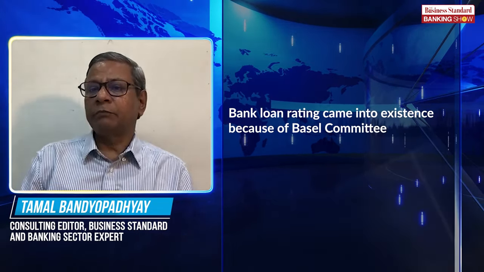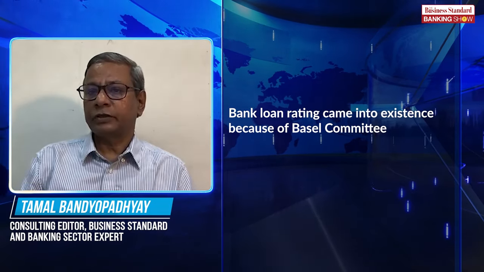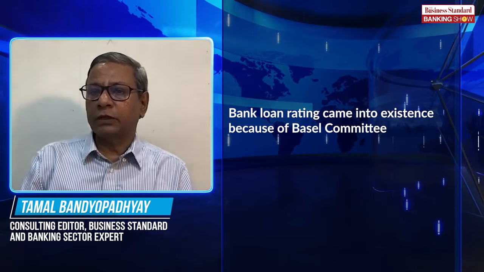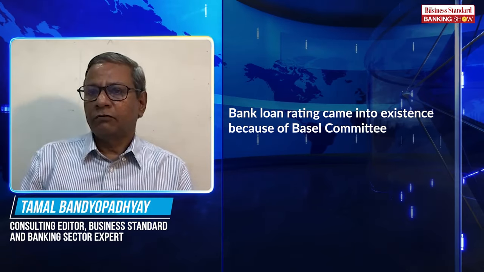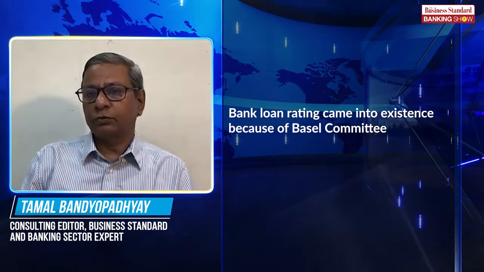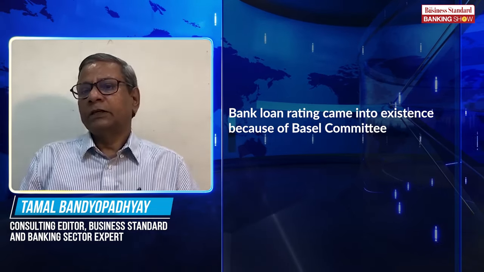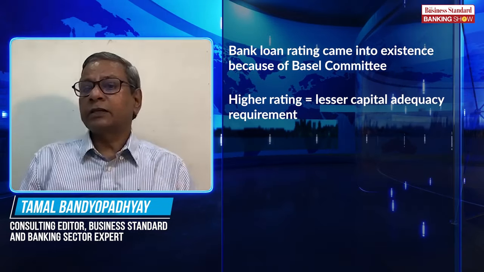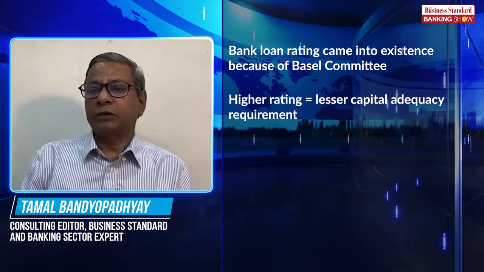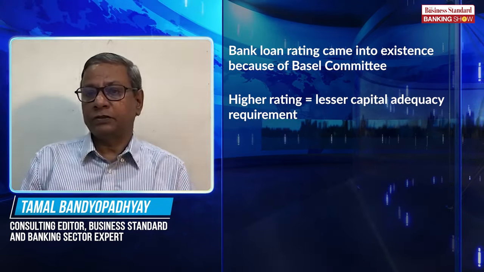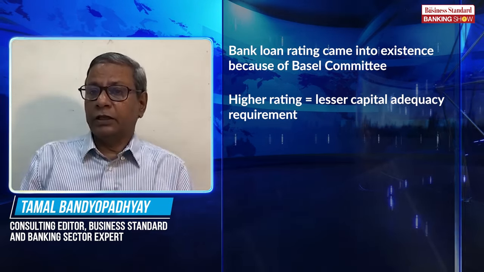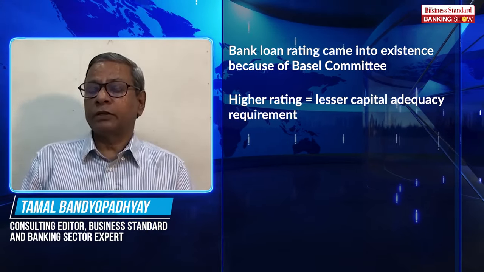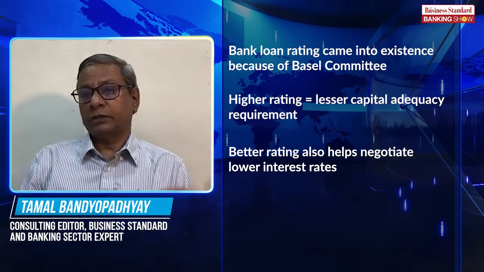But this bank loan rating came into existence because of the Basel Committee. And the bank loan rating has a bearing on the capital requirement, the so-called capital adequacy ratio. For every 100 rupees worth of loan, a bank needs to set aside 9 rupees worth of capital. Now, the higher the rating, the lesser the capital. For a triple A rated company, they don't need to set aside 9 rupees. Only for triple B, they need to set aside 9 rupees. And if it's triple B minus, it becomes 150% risk weightage, meaning 13.5 rupees they need to set aside.